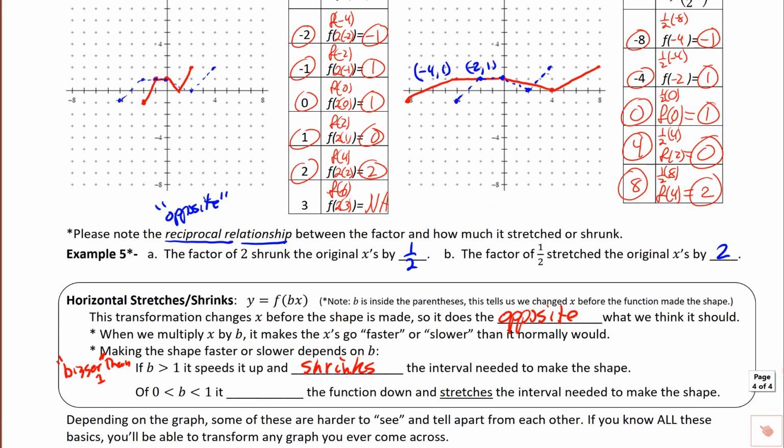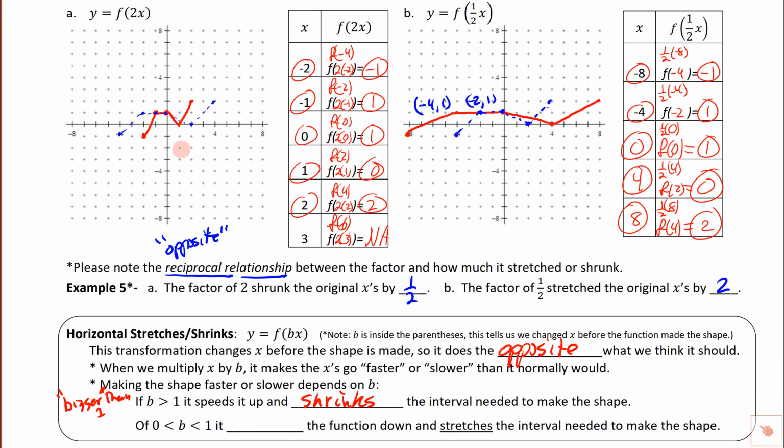So let me slide up here for just a second. This is what happened on this one. It made that shape, kind of this piecewise weird shape like this, in half the time because of that 2. It sped it up. Now, on this one where we multiply it by 1/2, it slows the function down, so it stretches out the interval needed to make the shape. Normally it would make the shape from negative 4 to 4 in about 8 units. It actually takes it from negative 8 all the way to 16 to make that shape because it's going half as fast as it used to be.